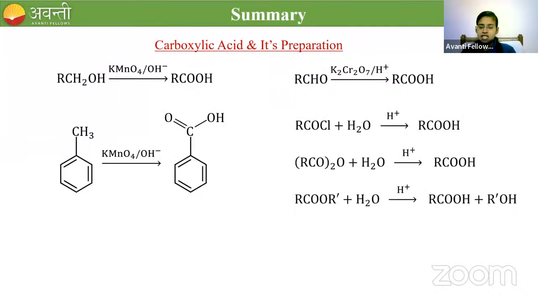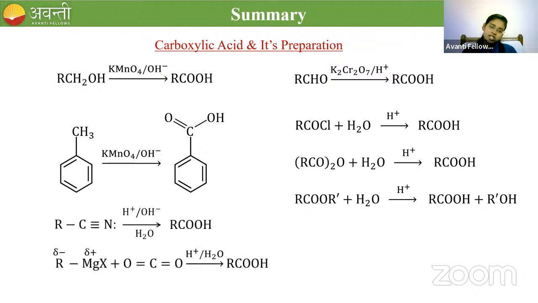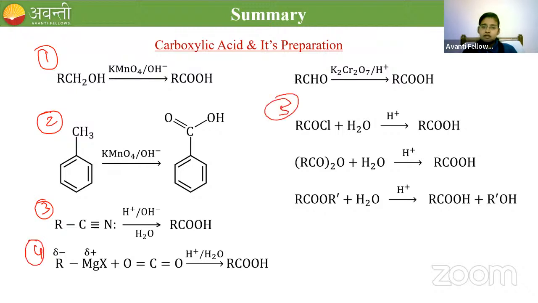Then we have discussed from acyl chloride, acid anhydride and ester. And also we have discussed the preparation from nitrile. And last we have discussed from Grignard reagent. So these are the 5 preparations: 1, 2, 3, 4 and 5. So these are the 5 preparations of carboxylic acid from the compounds.